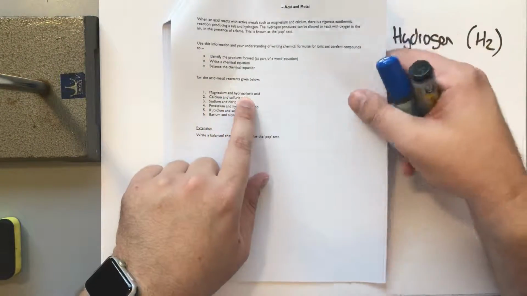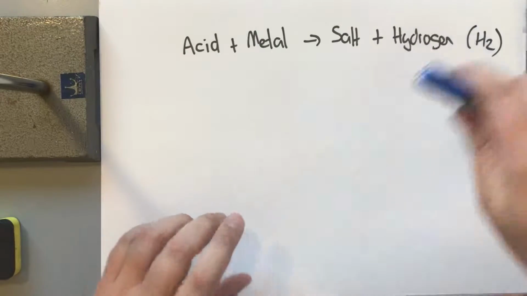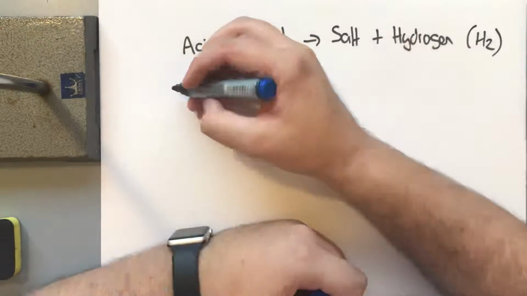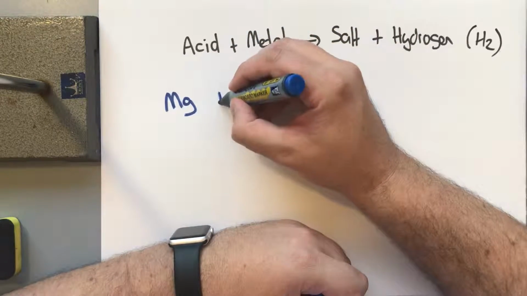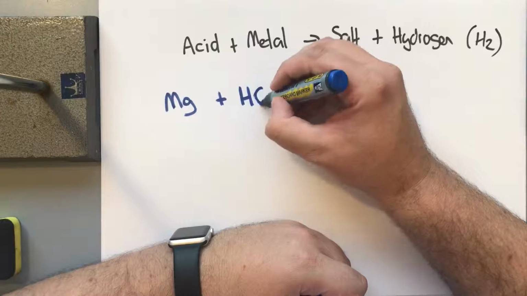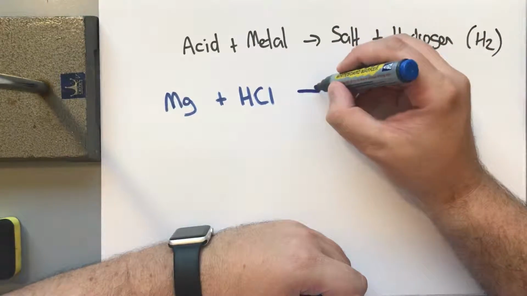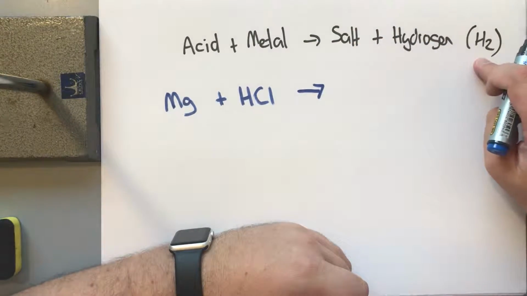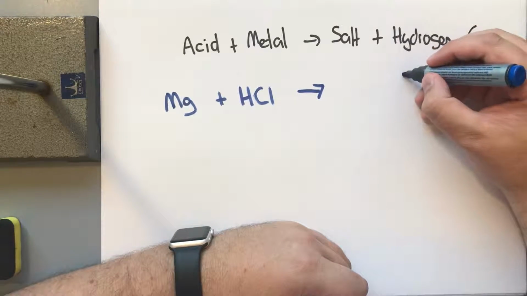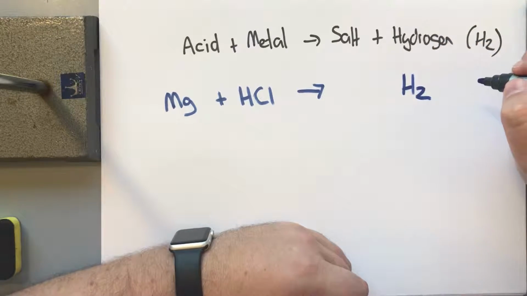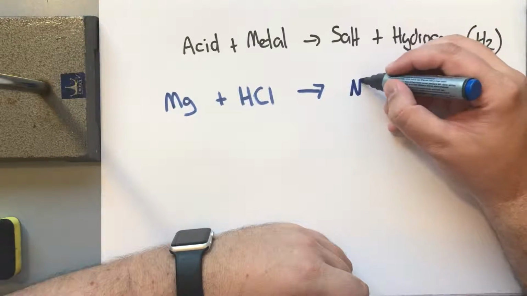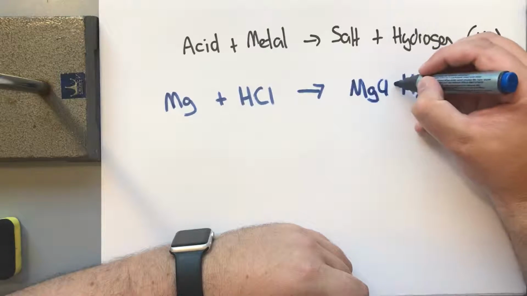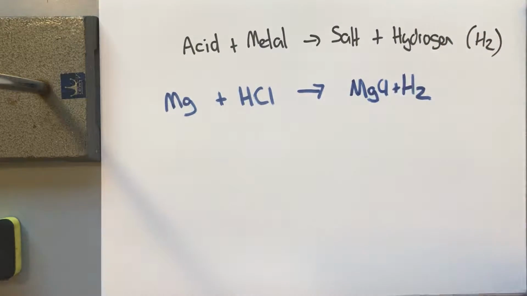All right, now let's have a look at the first one on our sheet, which is magnesium and hydrochloric acid. So magnesium, Mg for magnesium, plus HCl gives us, well, we know it's going to be hydrogen gas. So let's do that as H2. And that leaves us then with magnesium and chloride as our two others.